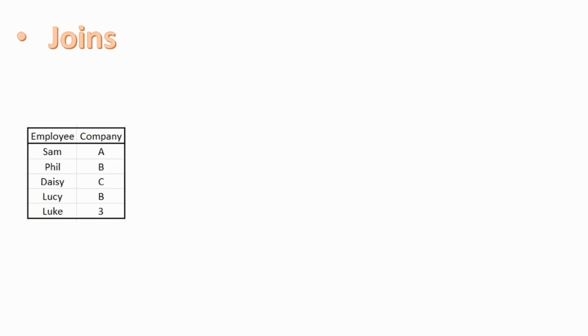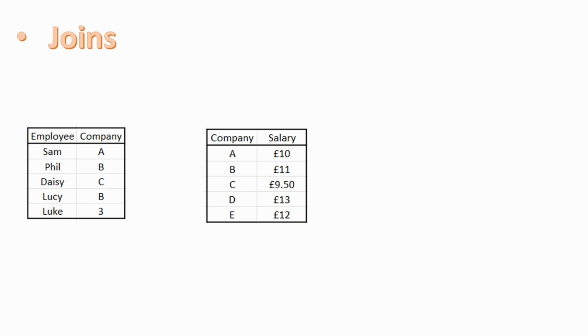In this example, we have a row of employee and a row of company. And let's just pretend that this is number of dog groomers. So we have Sam, who is a dog groomer who works for company A, Phil works for company B, Daisy C, Lucy B, and I've also made it so that Luke has a mistake. So we're going to just see how that mistake reacts when we do these different types of joins. We're going to join it onto a different table which has the same companies, but it has the salaries of these dog groomers for each company.